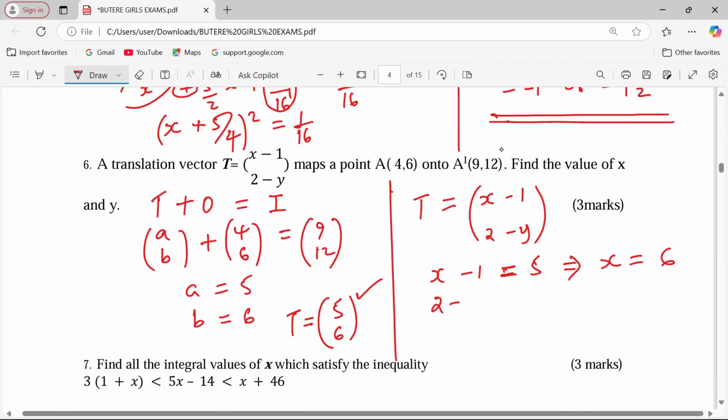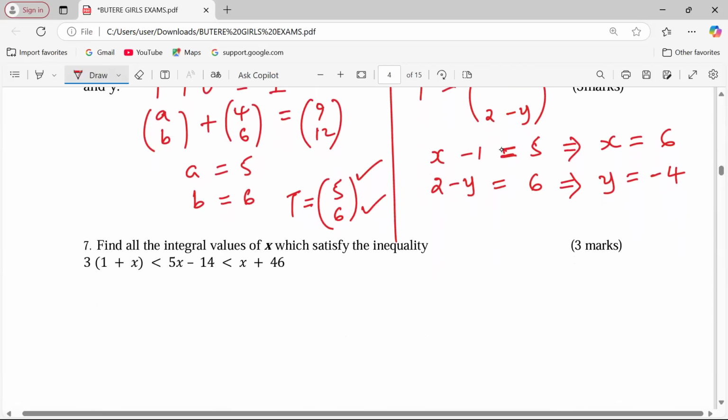Again, 2 minus y should give us 6, implying that the value of y, when we take it to the right-hand side to be positive, will be 2 minus 6. You know, 2 minus 6 is -4. So I hope that one is well understood. So we have the values of x and the values of y. That is how you're supposed to play with those values.